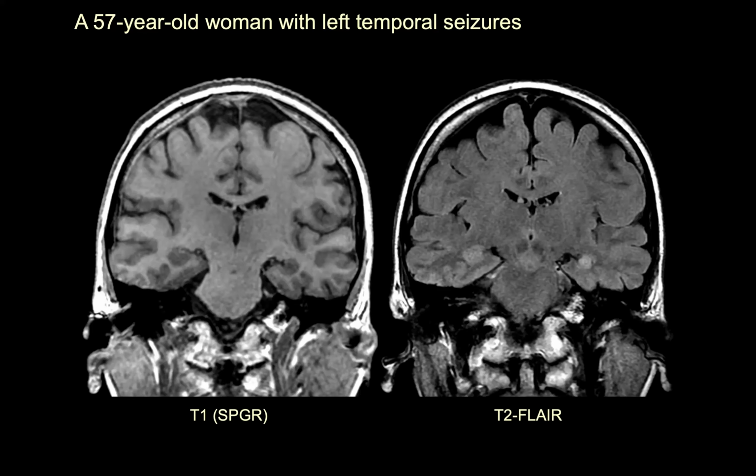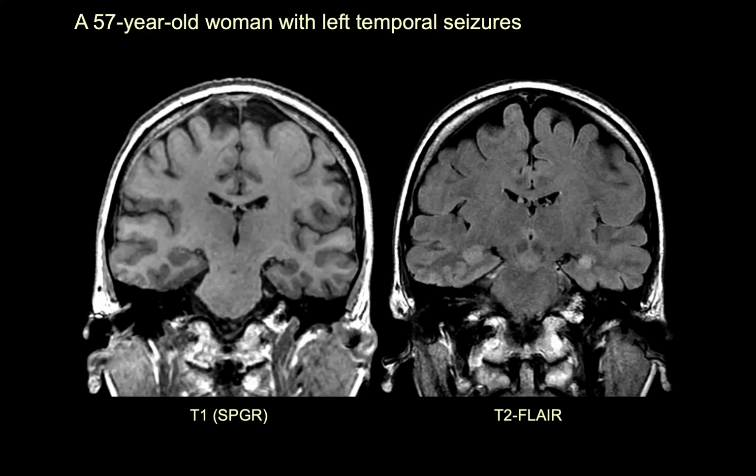So, a 57-year-old woman with left temporal seizures. The big question is, what do we look for on the MRI? What do we try to find here? I put up the two key sequences, a T1 and a T2 FLAIR in this case, where they've suppressed the bright signal from fluid.